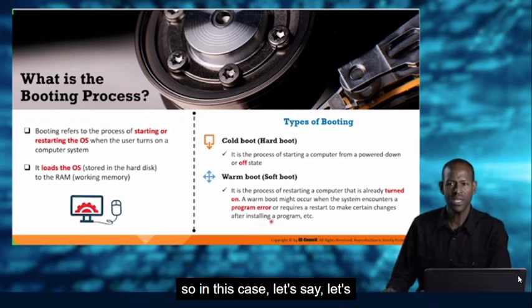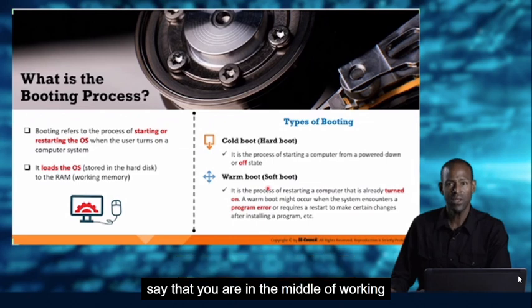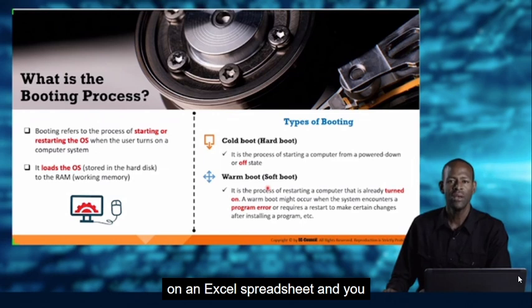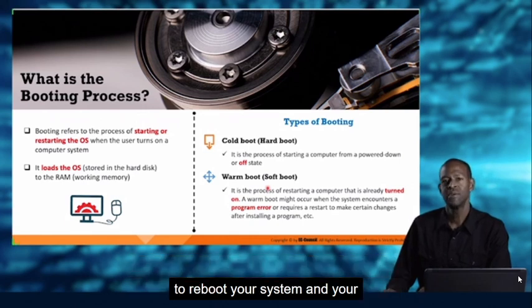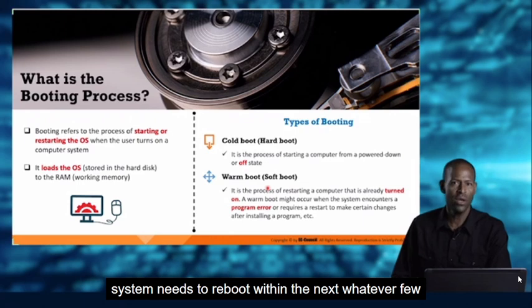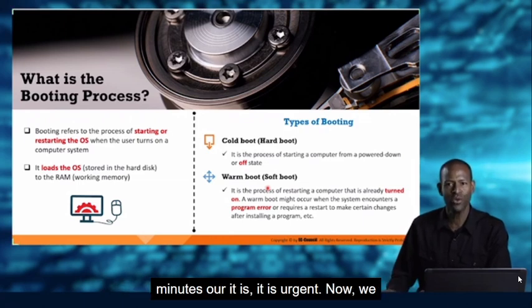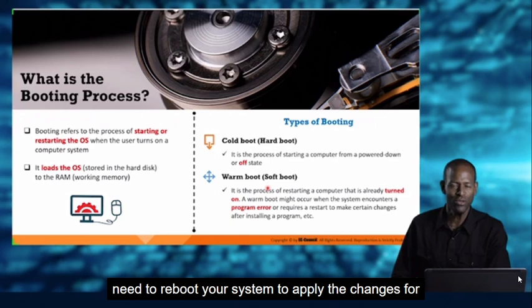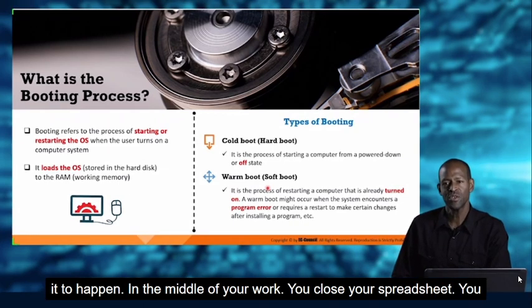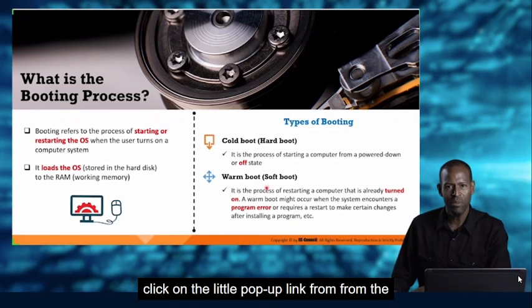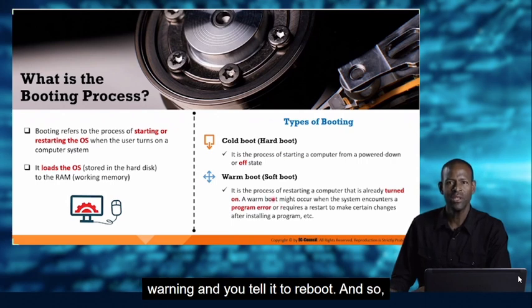And so in this case, let's say that you are in the middle of working on an Excel spreadsheet and you get the eighth pop-up saying, Microsoft needs to reboot your system. And your system needs to reboot within the next few minutes, or it is urgent now, you need to reboot your system to apply the changes from the Microsoft update. And so not wanting it to happen in the middle of your work, you close your spreadsheet, you click on the little pop-up link from the warning, and you tell it to reboot.